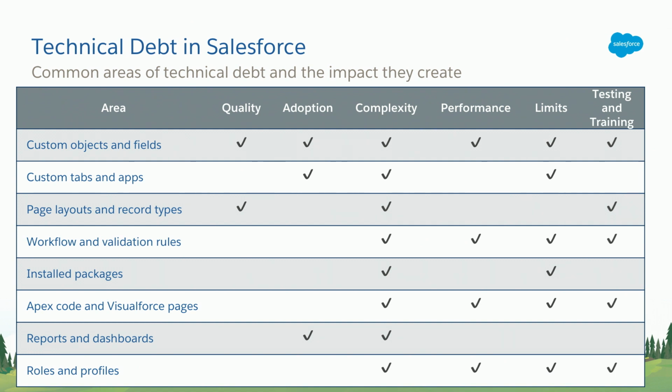Workflow and validation rules, these can cause a lot of complexity in your system. In fact, sometimes you might make a change to a workflow rule and it might actually break an Apex trigger. You have a very brittle Salesforce org if that's the case.